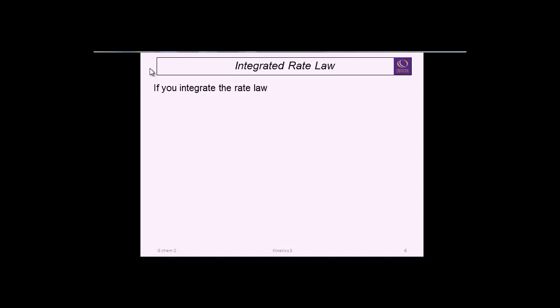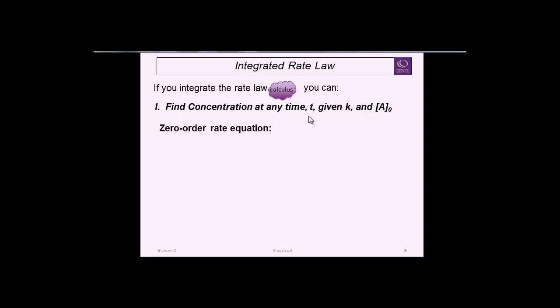Once you get that, if you integrate the rate law using calculus, you can, as I said, find the concentration at any time, T, as long as you're given the K and the original concentration. So you can imagine this is very powerful. If you're in the lab, you know the rate law for some sort of reaction. You could figure out how long you need to run a reaction to get to a set amount of product, or to use up a set amount of reactant.